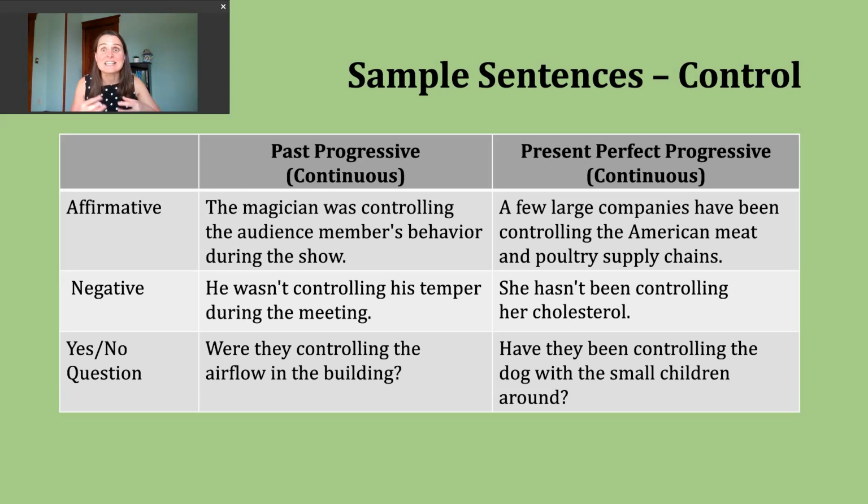Here, right, it's not being regulated or it's not being limited. Now, let's talk a little bit about a yes or no question in the present perfect progressive. To do this, I start with have or has. I use my subject, then the participle been, and then the ing form of the verb. Here's my last example. Have they been controlling the dog with the small children around?